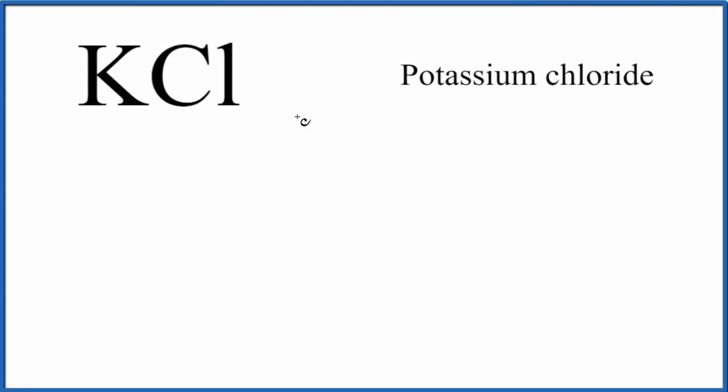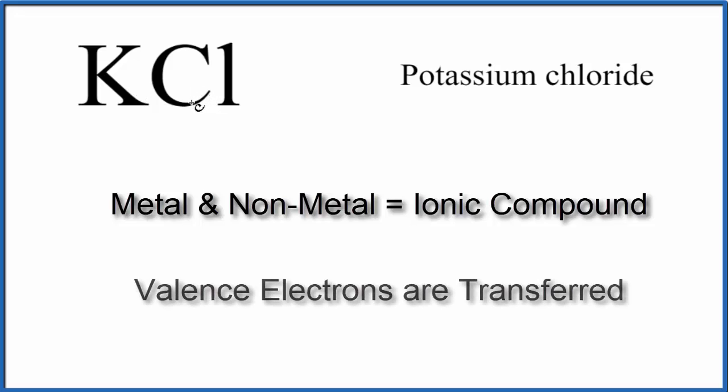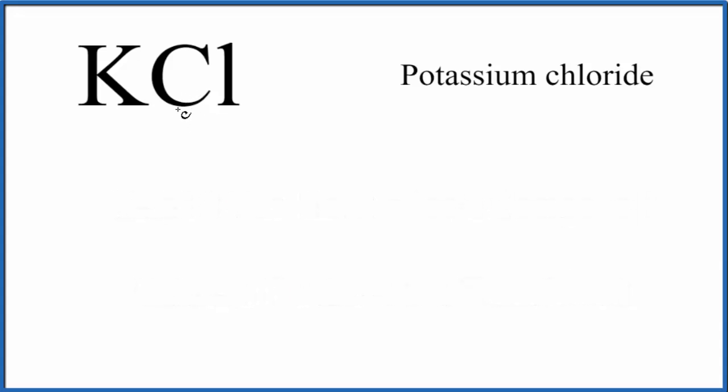In this video, we'll write the Lewis structure for KCl, that's potassium chloride. The first thing we need to notice is that we have a metal, potassium, and chlorine, a nonmetal. When we have a metal and a nonmetal, that's an ionic compound, and they're going to transfer valence electrons. So that's important. We'll draw the Lewis structure a little bit differently than if we had two nonmetals. So we'll put K right here for our potassium, and then we'll put Cl next to it.